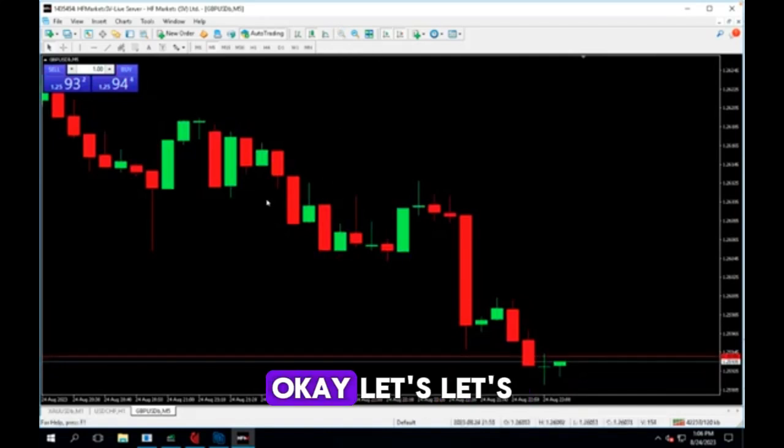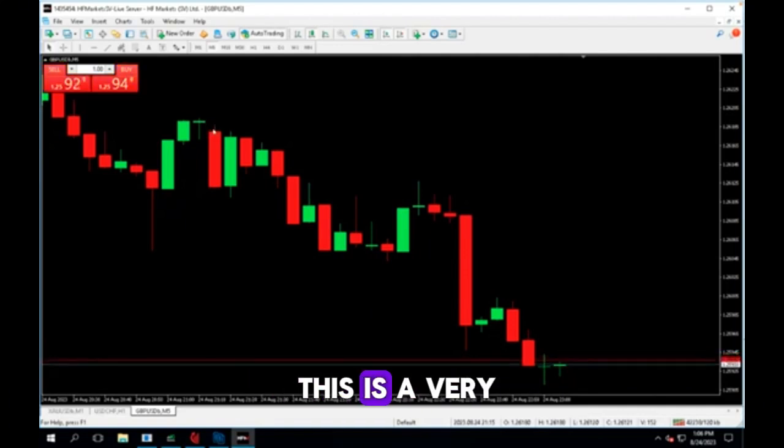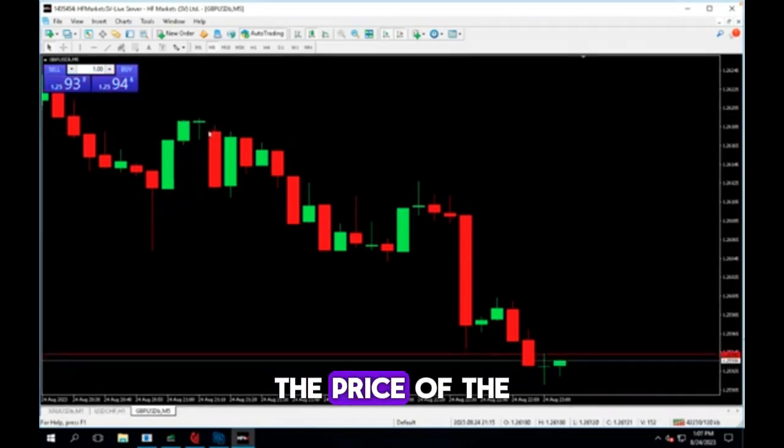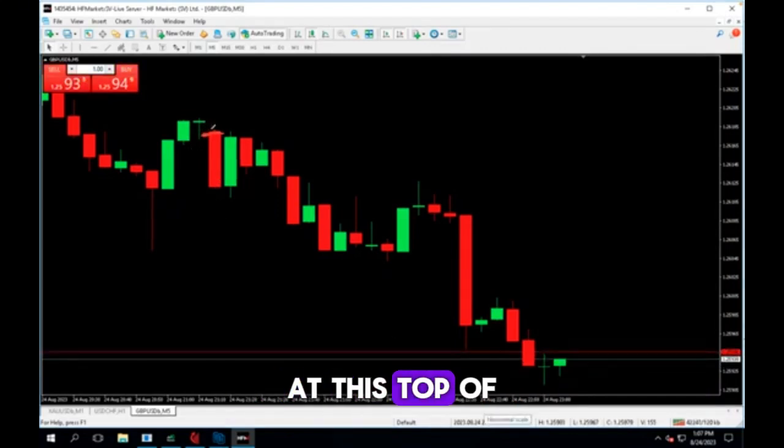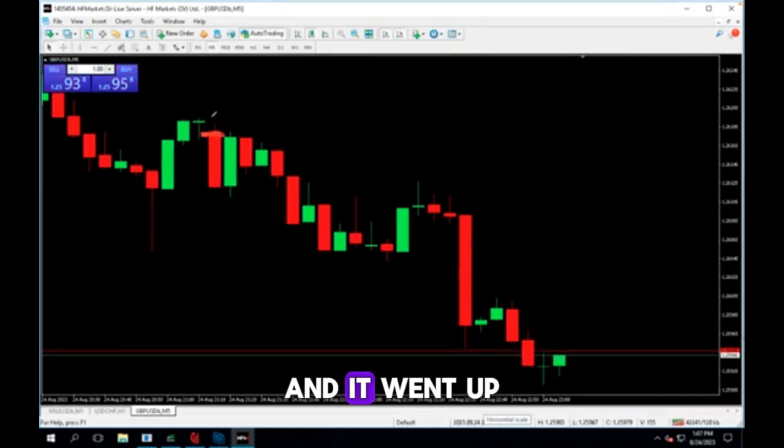All right. Let's take this one. This is a very good one. The price of the candle opened here. The price of the market opened at this place. I need you to just get this. If you get it, I tell you it's good. The price opened here at the top of the body of the candle. All right. And it went up here.